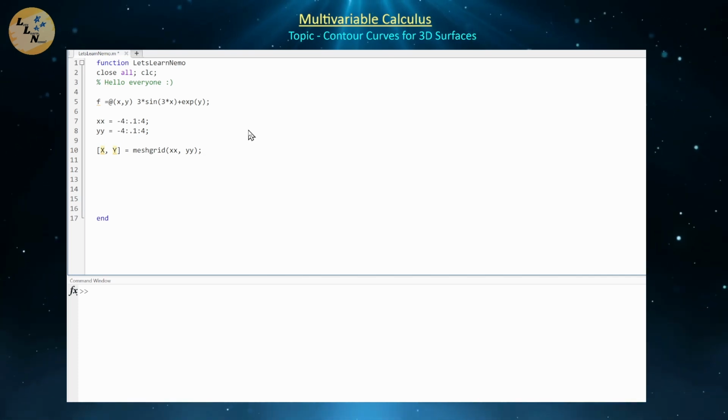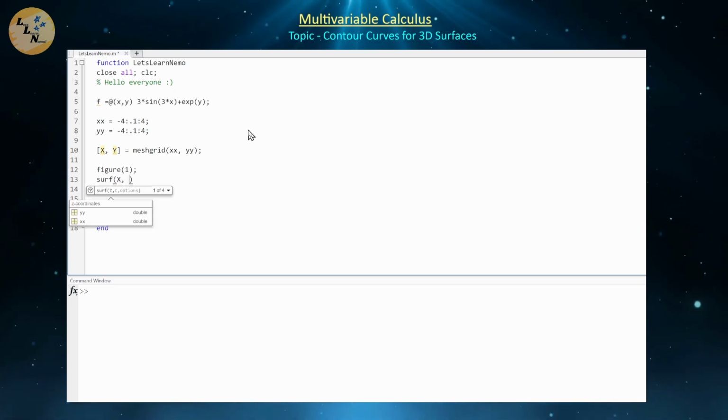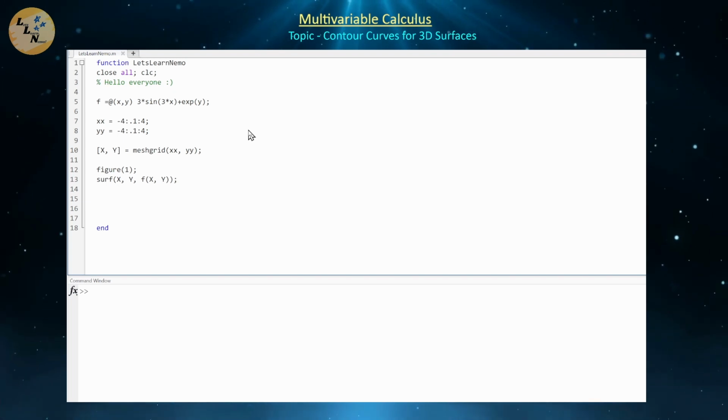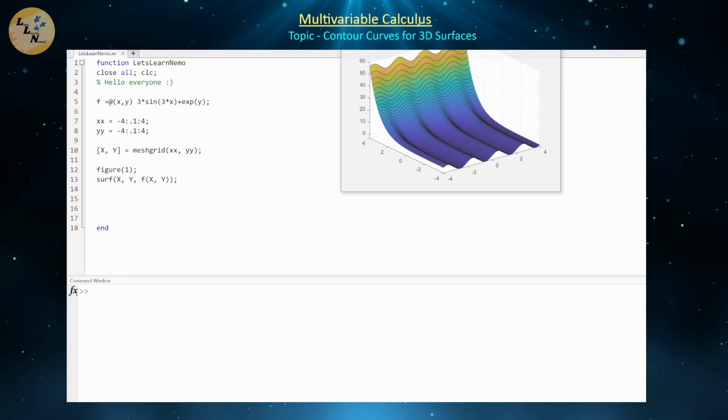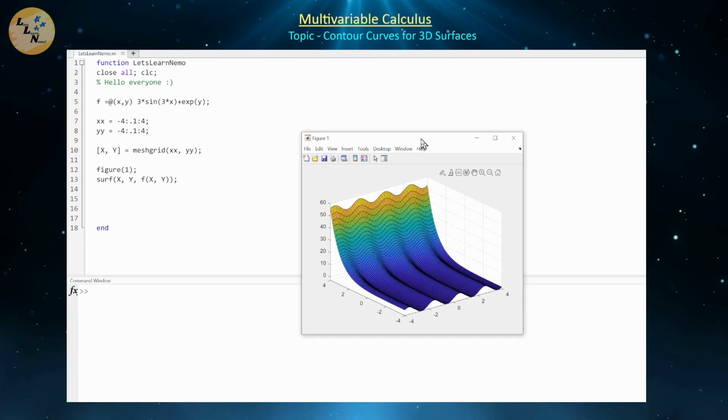In order to graph our surface, the first thing you should do is, of course, specify the figure that you want to open, and then we're going to use surf of x, y, and then z, which is going to be our f function. So we're going to do f of x and y, and that should construct the surface we're interested in analyzing.